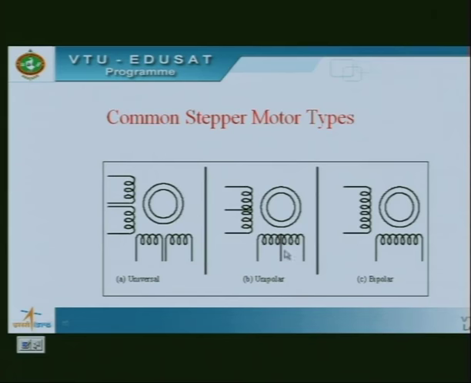The common stepper motor types: the universal stepper motor, where we have coil A, coil B separate here, coil C and coil D. The unipolar stepper motor, where A and B are connected together with a center tapped common, and C and D are connected together with a center tapped common. Finally, we have the bipolar, where we have separate coils.